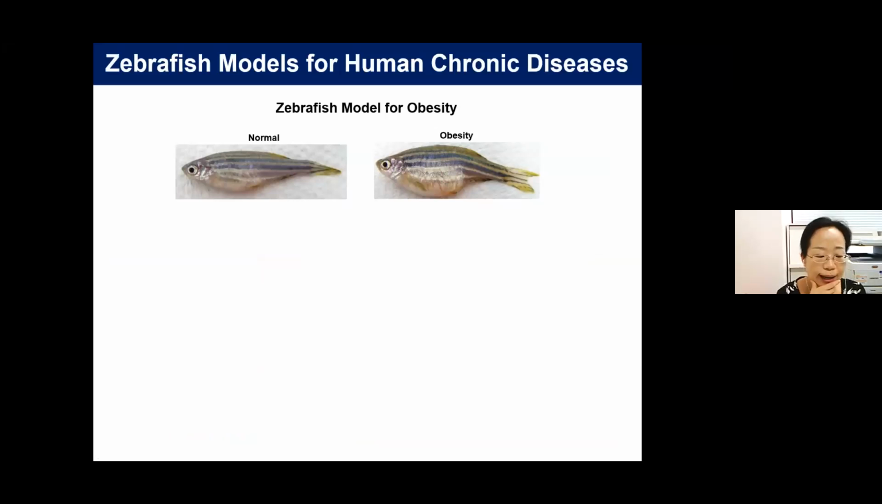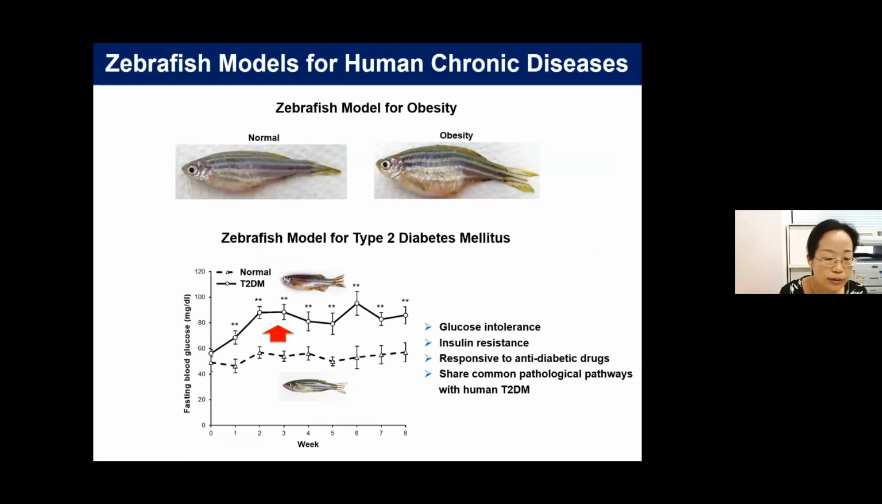So in our lab, we have developed several zebrafish models for human chronic diseases. For example, this is the zebrafish model for obesity. I will introduce the details later. And the zebrafish model for type 2 diabetes mellitus. The characteristics of this diabetes model include hyperglycemia, glucose intolerance, insulin resistance, and responsiveness to anti-diabetic drugs, and they share common pathological pathways with human diabetes.